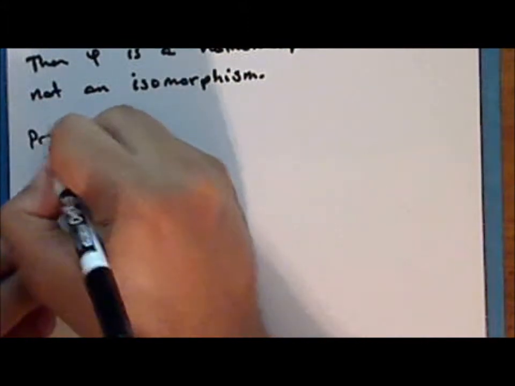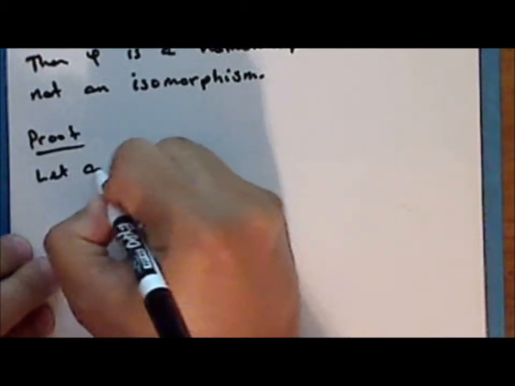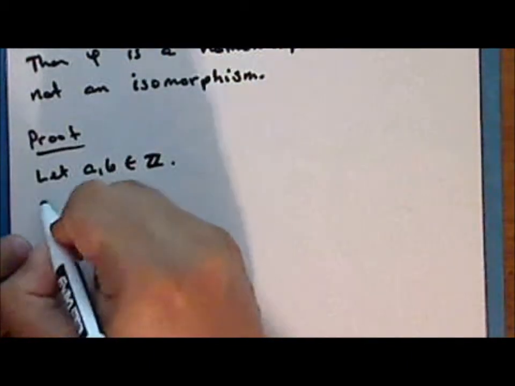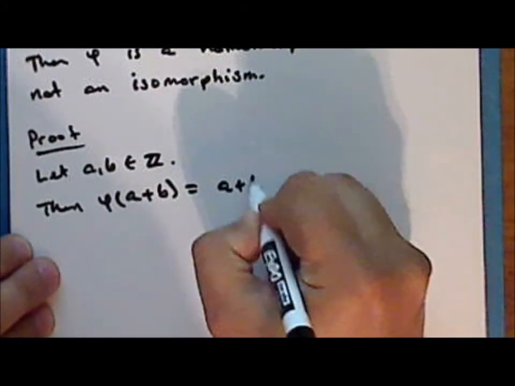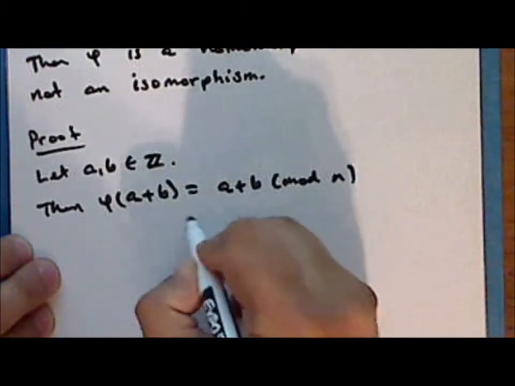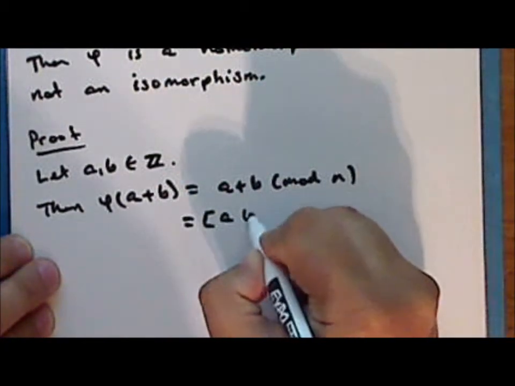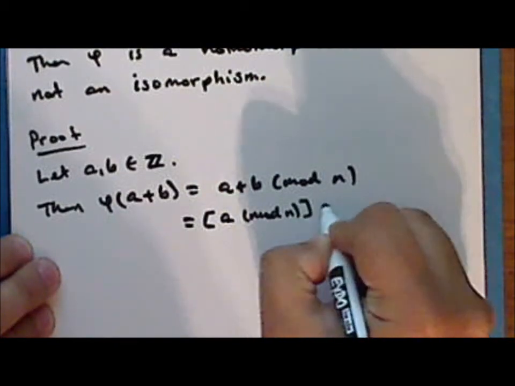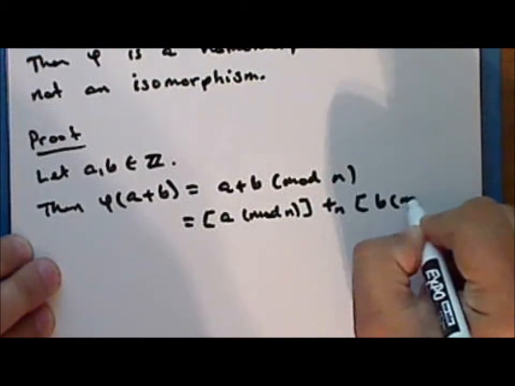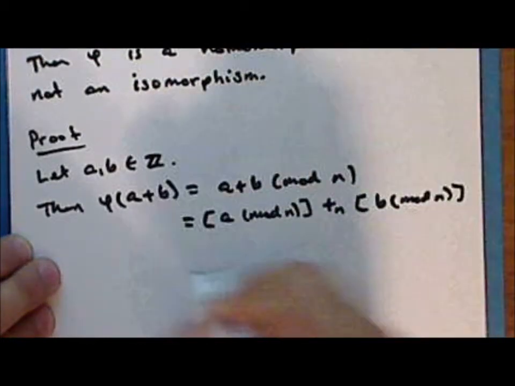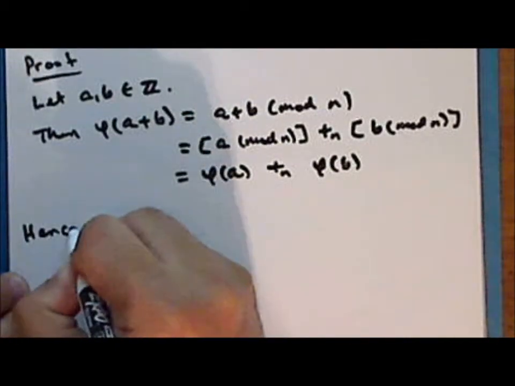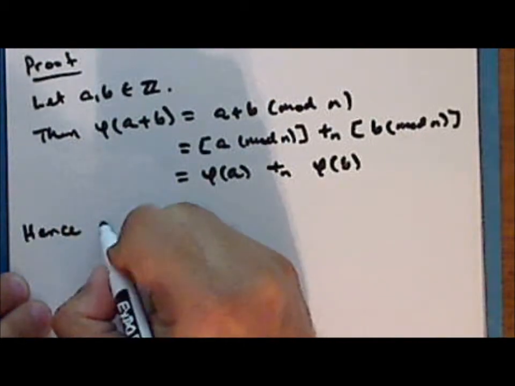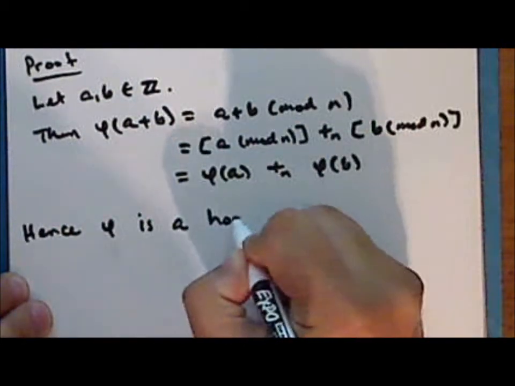So proof, let a and b be two integers. Then phi of a plus b is a plus b modulo n, and this is the same as a modulo n plus b modulo n, which is phi of a plus phi of b modulo n, and hence the function phi is a homomorphism.